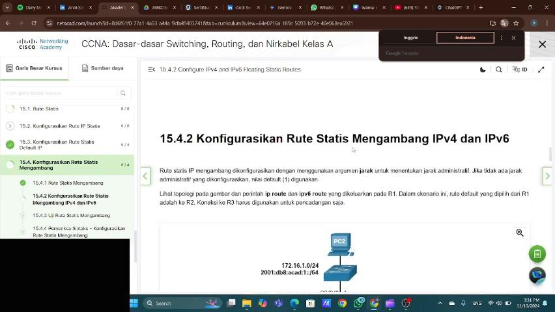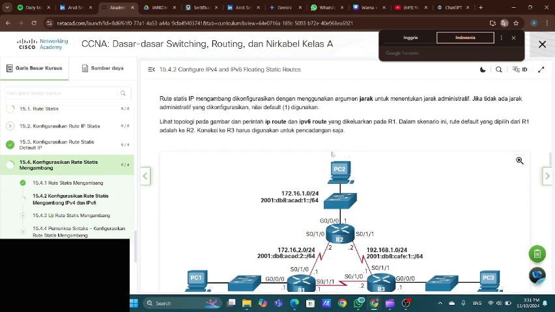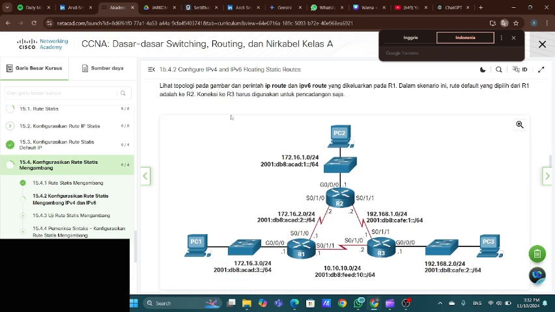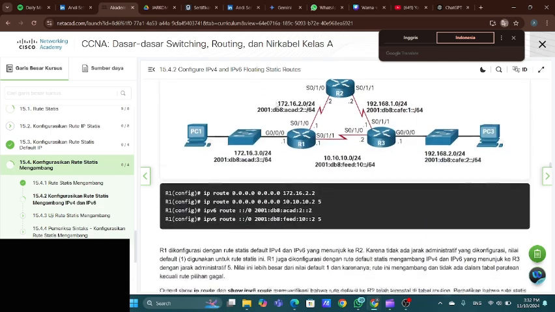Lanjut, ada mengonfigurasi rute statis mengambang IP versi 4 dan IP versi 6. Rute statis IP mengambang dikonfigurasi dengan menggunakan argumen jarak untuk menentukan jarak administratif. Bisa kita lihat pada topologi ini ada ip route dan ipv6 route yang dikeluarkan pada router 1. Rute defaultnya dipilih dari router 1 ke router 2. Koneksi router 3 digunakan untuk cadangan saja.